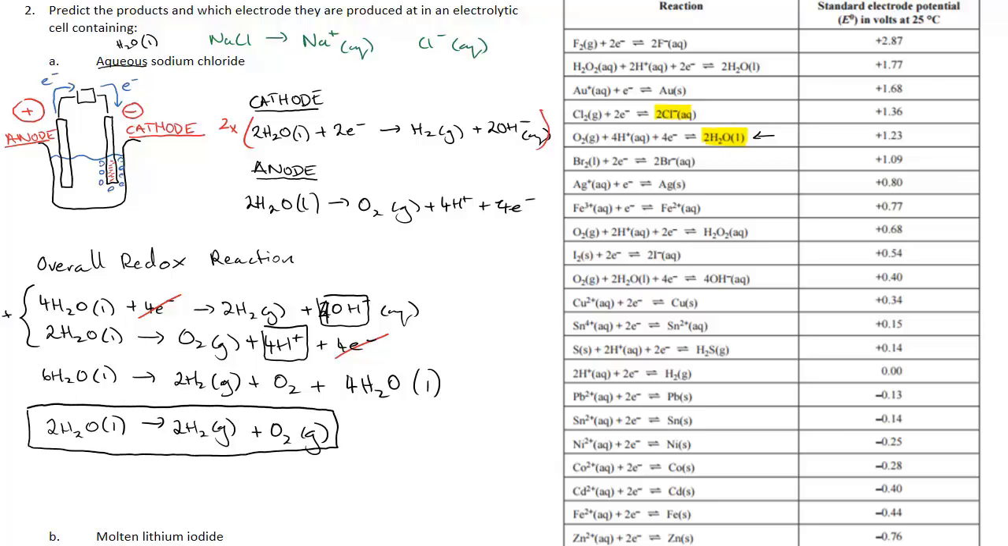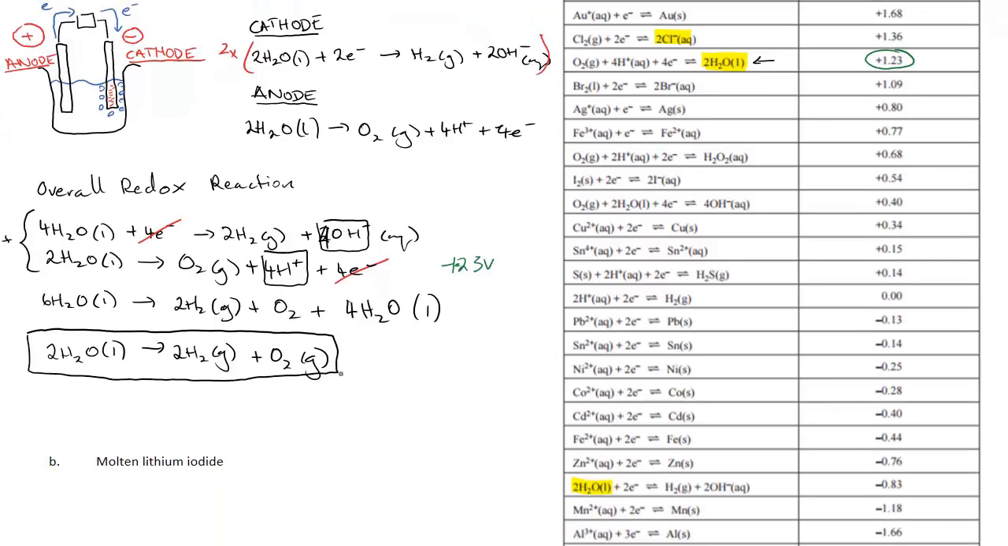Now, to work out the voltages, you have to figure out what the voltage of the oxidation half equation is. So we know that the oxidation half equation goes backwards, and so wherever it is here, that's negative 1.23 volts, and this reaction here, just from the electrochemical series, once I scroll down, it is negative 0.83. So it's given to us here.